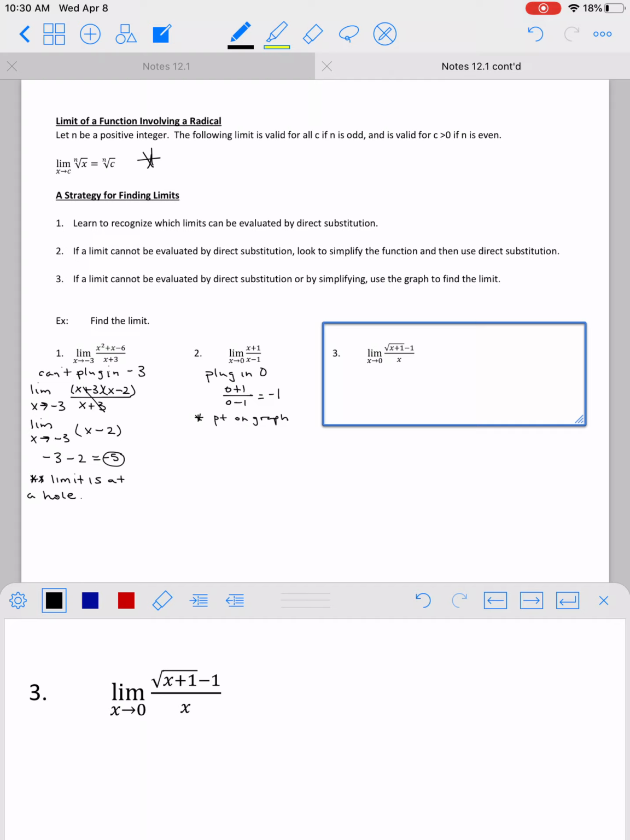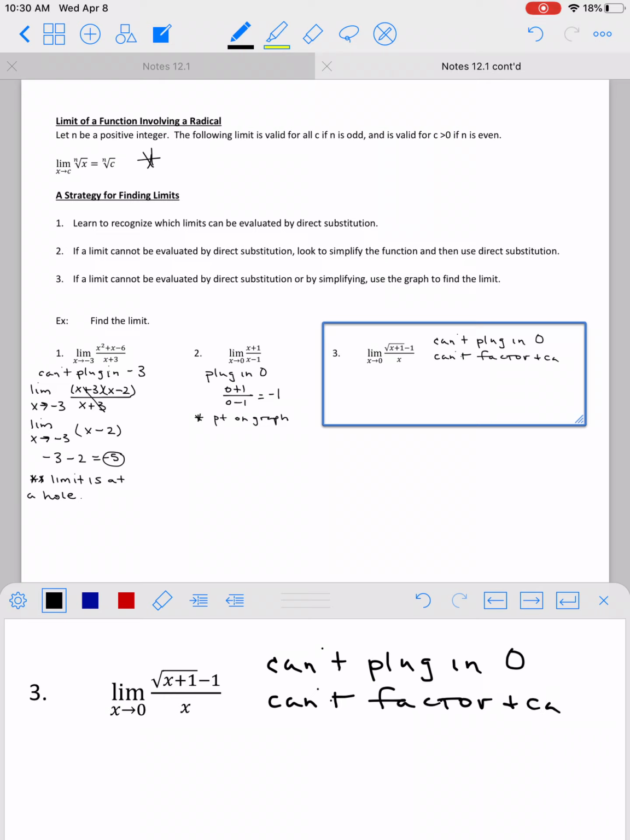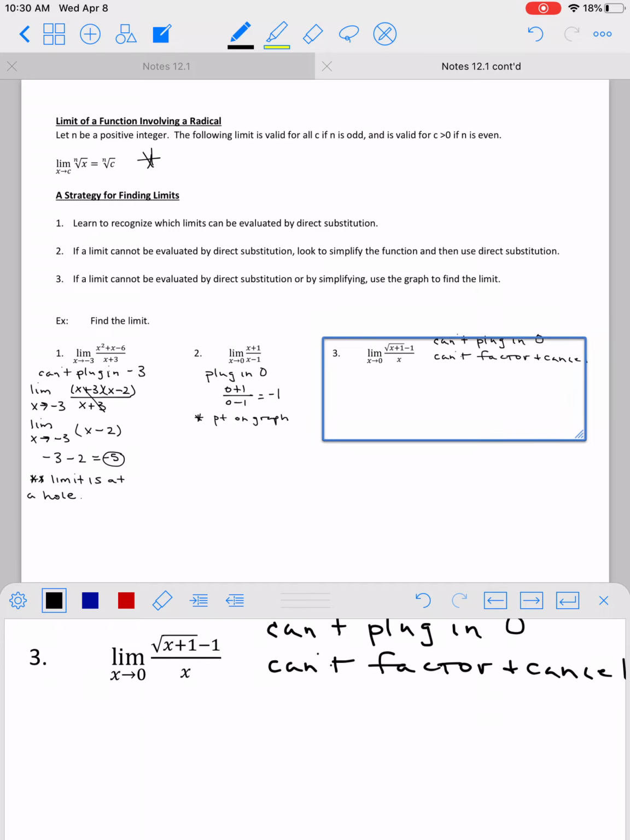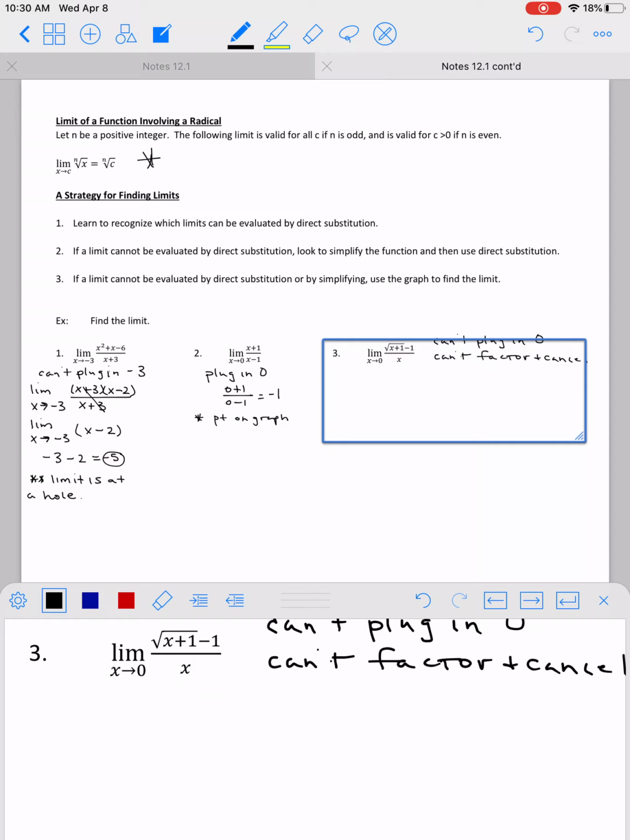Okay, this next one. All right, here we go. So I can't plug in 0. I can't factor and cancel. So the limit doesn't occur on a hole. It doesn't occur as a point on the graph. So now what I'm going to have to do is work on this algebraically.